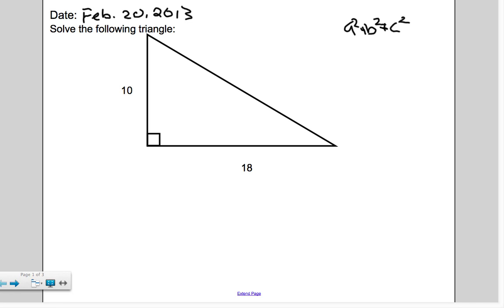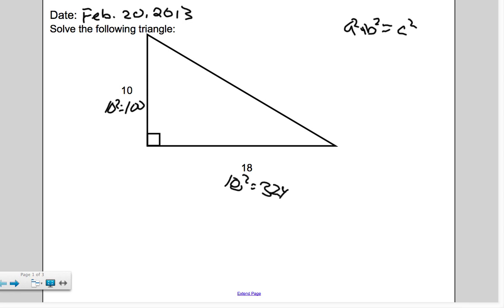In other words, take the two shorter sides of your triangle. Is that plus or? It's equal. Take the two shorter sides, square them, add them together, and then you get the square of the longer side. So what's 10 squared? 100. 18 squared? 324.